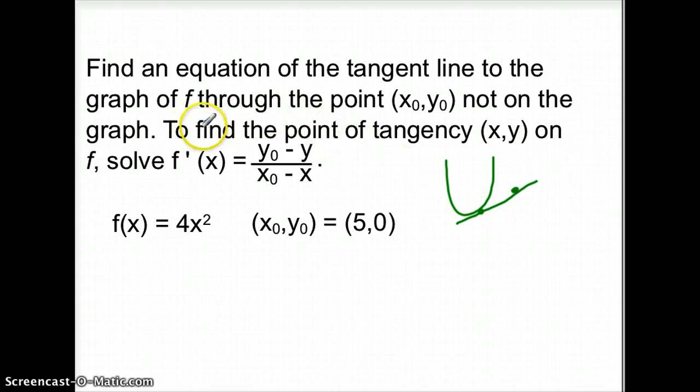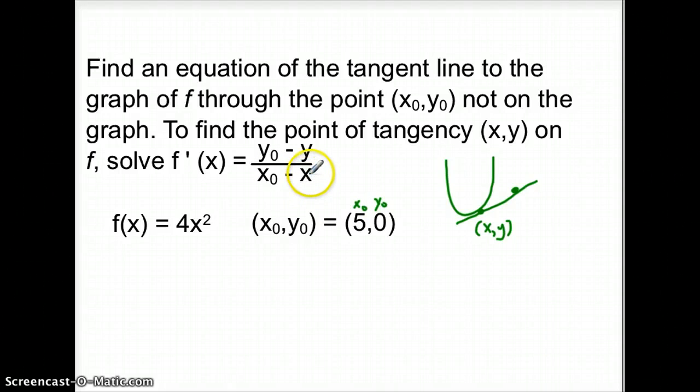They tell you in order to find the point of tangency, which is x, y right here, you're going to use this little formula. F prime of x equals 0 minus y, which we're trying to solve for, over x sub 0, which is 5, minus the x we're trying to solve for.